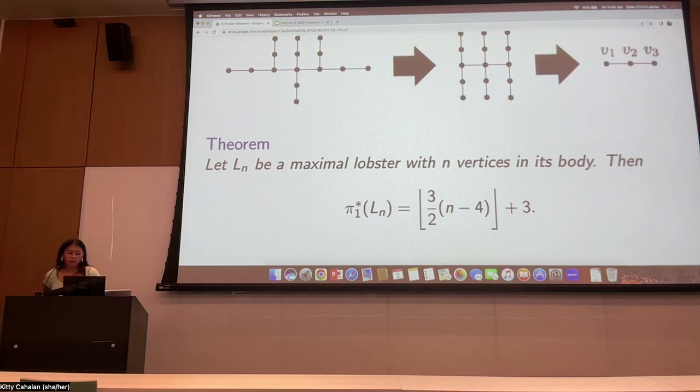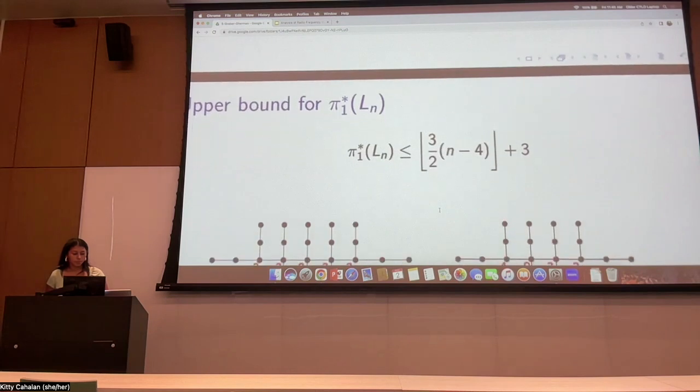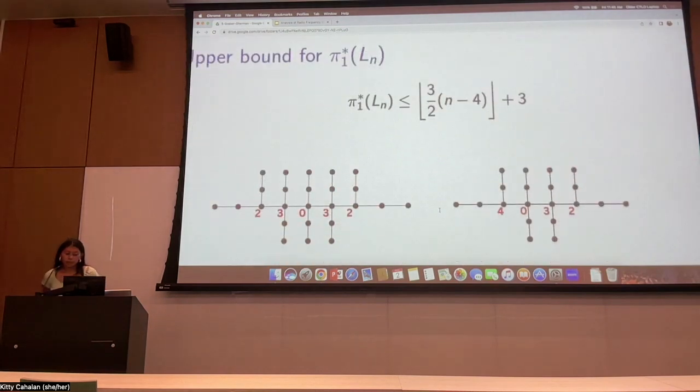The theorem we created was that for the optimal one pebbling of a lobster tree of length n, the optimal way to pebble it is the floor of 3/2 (n-4) plus 3, and a floor function is just division in which you round down to the nearest integer. To prove that this equation was right, we first had to prove that this was the upper bound of pebbling a lobster tree. That just means we can do it in this amount of pebbles and we don't need any more.